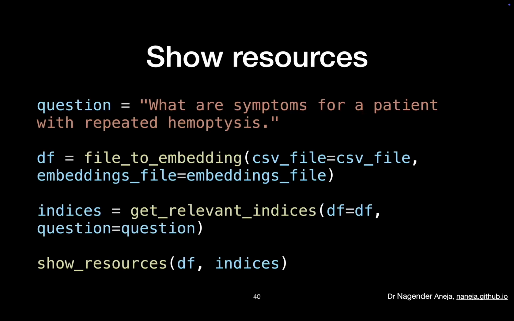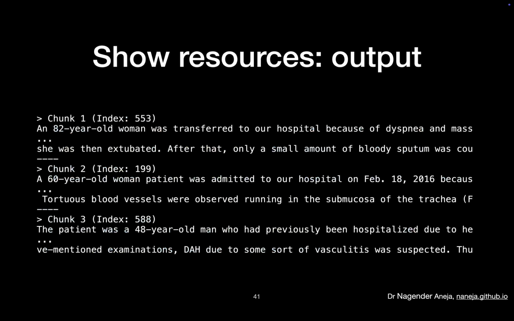So you ask what are the symptoms, so we get embedding, get relevant, and now use show resources. This is the data frame and I want to see these indices. And this is what you will see: chunk 1, chunk 2, and chunk 3. This is what we mean by transparency. These are the 3 chunks where, based on cosine similarity, the answer lies.